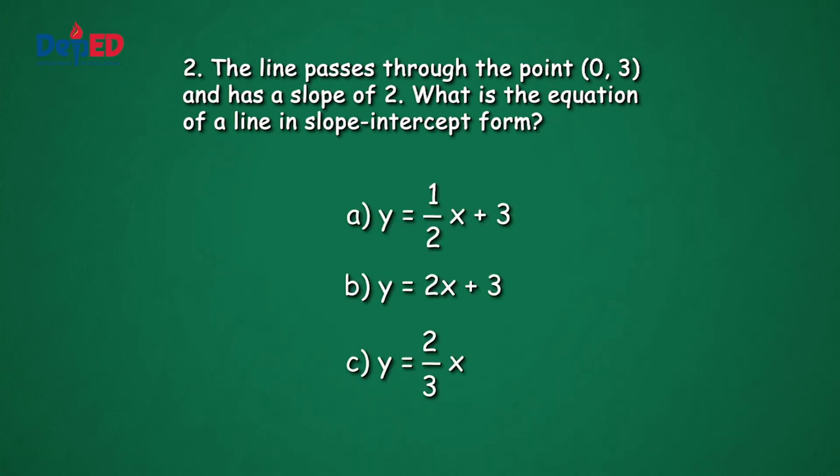Is it A, y equals 1/2 x plus 3? B, y equals 2x plus 3? Or C, y equals 2/3 x? If you noticed, the given point is the y-intercept of the line. Therefore, it can be written as y equals 2x plus 3. So the correct answer is letter B.